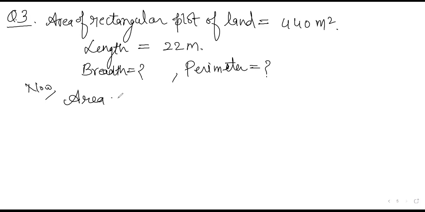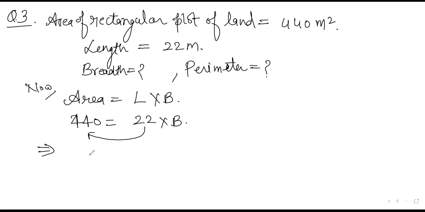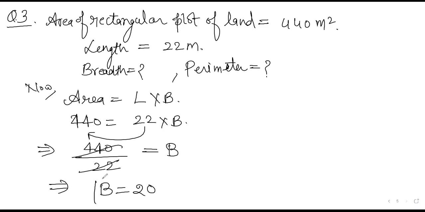Now, we know that area is equal to L into B. Okay, so the area is 440 equals L, which is 22, into the breadth, which we need to find. Here 22 goes to division because it is multiplication. So the breadth will come in this way: 440 upon 22 gives you the breadth, that is 20 meter.